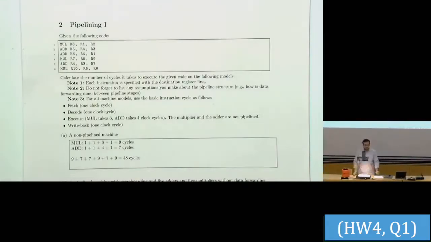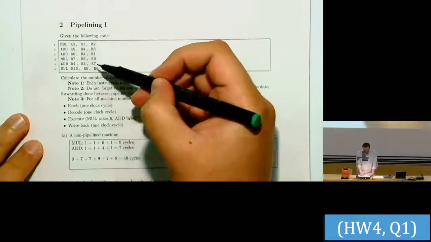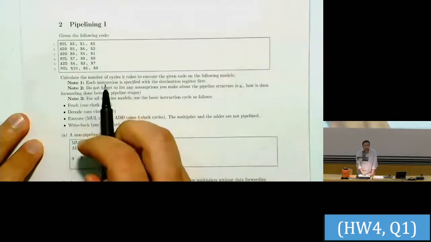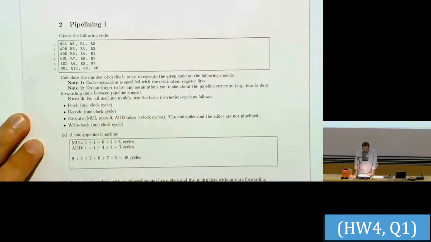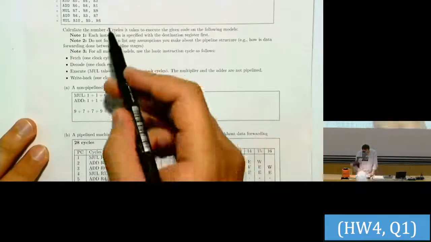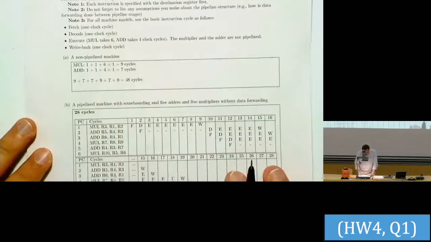So the second question is from homework 4, the pipelining question. Here in this question, we have 6 instructions given to us, and we need to calculate how many cycles they take for different configurations of the hardware. We have some information here that we are going to use in each bullet point.